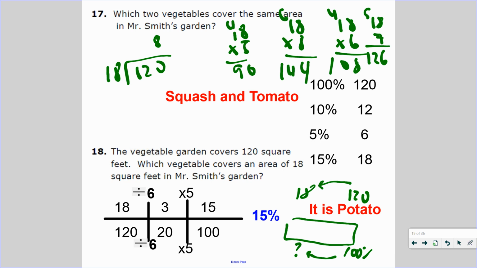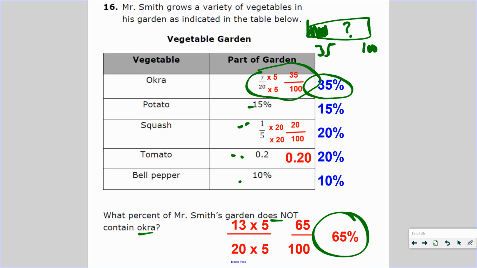You know what I'm going to do? I just thought about this. Why don't I simplify this? Why don't I break 100% down to 10%? 120 divided by 10 is 12. So 10% is 12. 20% will be 24. 18 is in between 12 and 24, so it must be 15%. So what is 15%? Potato.